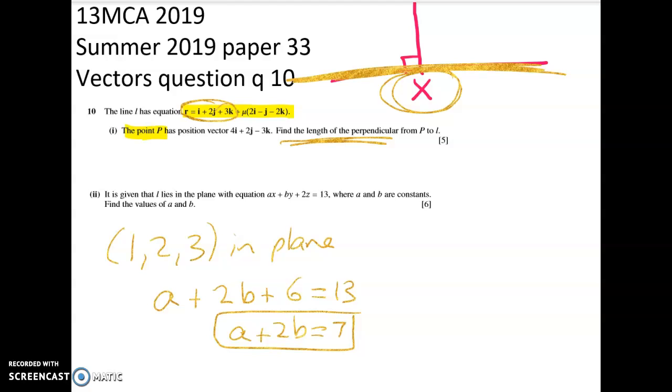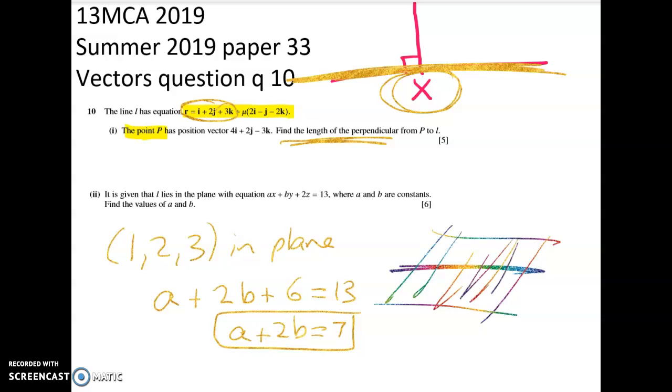Well, the easiest way to do this is probably to find another point in the plane, but I want to give you another idea to think about, which is that if the line L is lying in the plane, then the direction vector of this line must be perpendicular to the normal vector of the plane. And the normal vector of the plane is (A, B, 2). So I'm going to get my second equation for A and B by using the fact that the dot product of this normal vector with this direction vector has to equal 0.